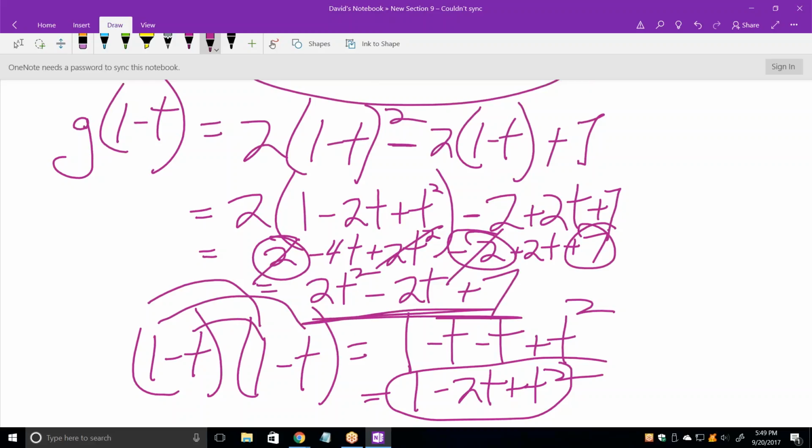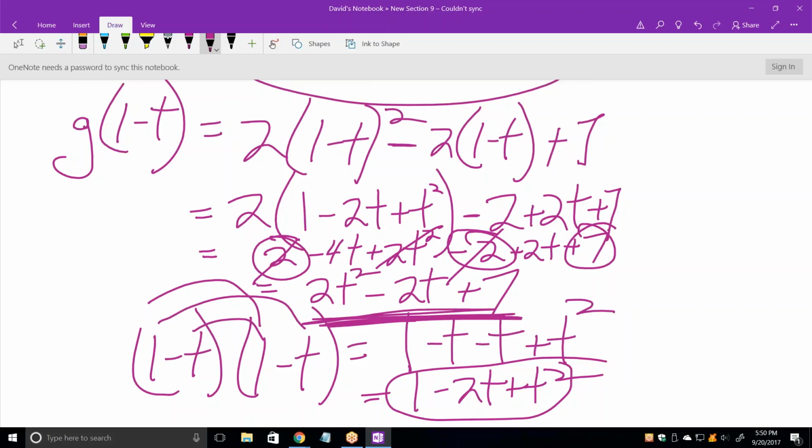Oh, yeah, I didn't notice that too. Okay. So the final answer is 2t squared minus 2t plus 7. Yeah, go ahead and put that in. Let's make sure that we haven't made any mistakes. Okay, yeah, that was good.